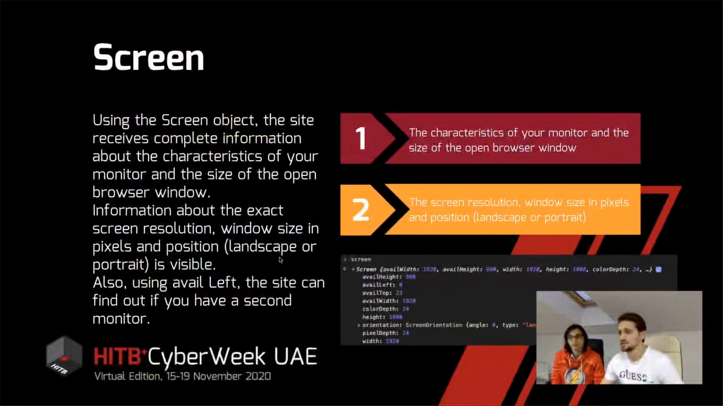The second object is the screen. Screen also tells information about the characteristics of your monitor and the size of the open browser window, as well as screen resolution, window size in pixels, and position. Here you can also see a bit of code. You can also find this code in the console.